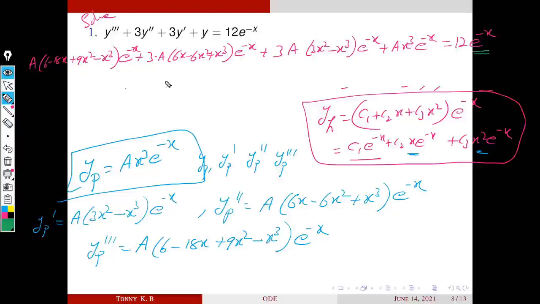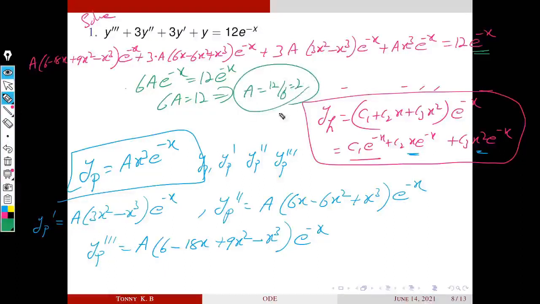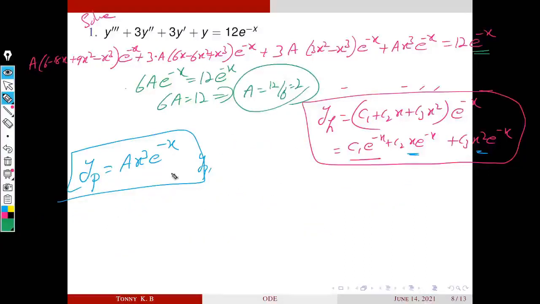So equating these two, 6a e raised to minus x is equal to 12 e raised to minus x. So that means 6a equals 12, which implies a equals 12 by 6, that is equal to 2. So a equals 2. So what is our yp? yp equals a x cube. So a is 2, so 2 x cube e raised to minus x. So this is our yp. So this is a solution of this given ODE.